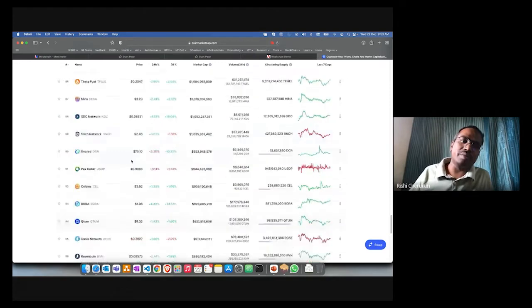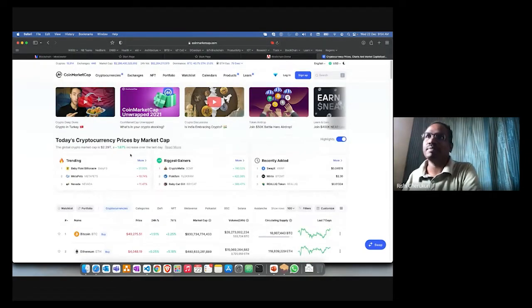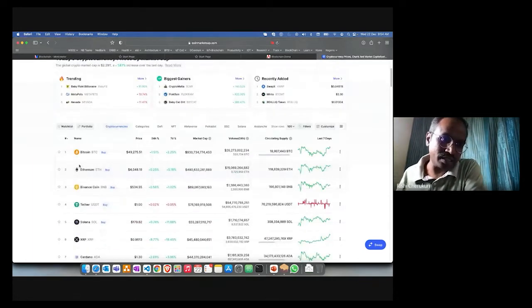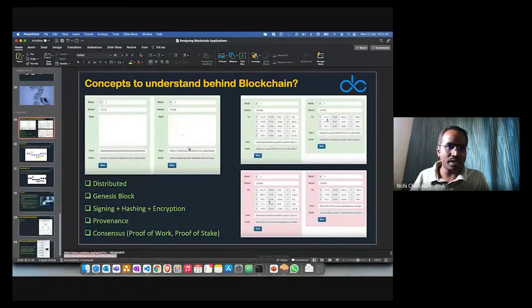But what we need to be careful about is that cryptocurrencies are not blockchain. These are more like an application of blockchain. So each of them has their own ways of differentiating themselves. So that's what the distributed nature of blockchain is.